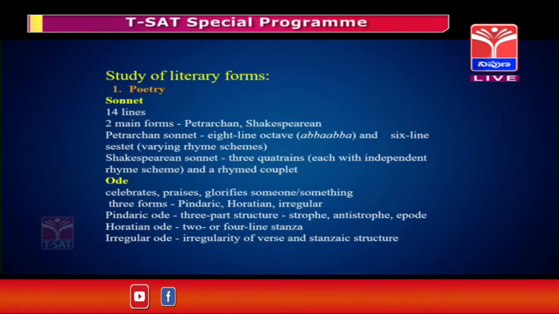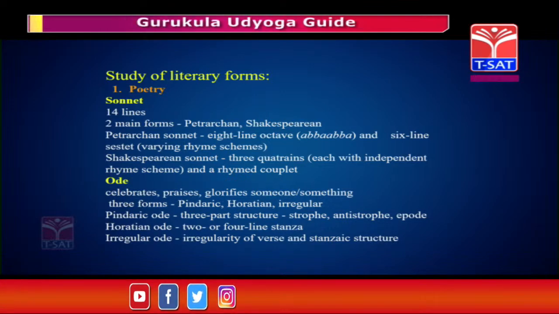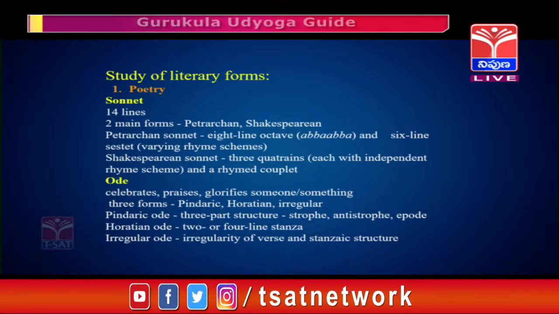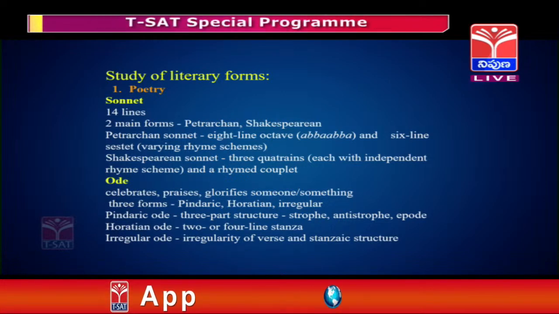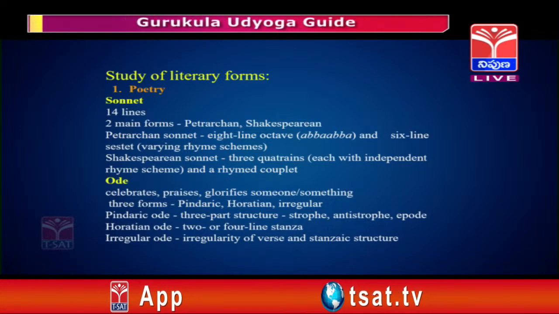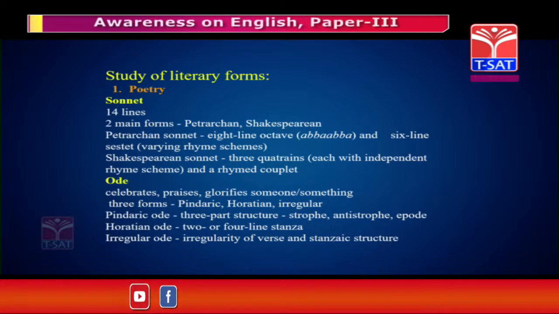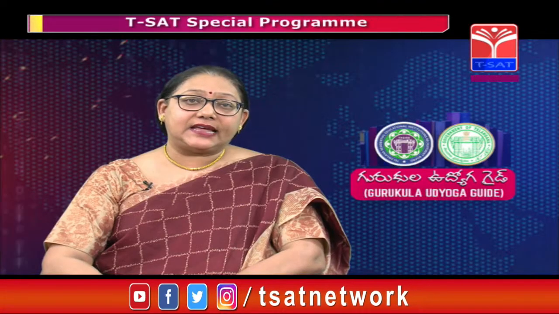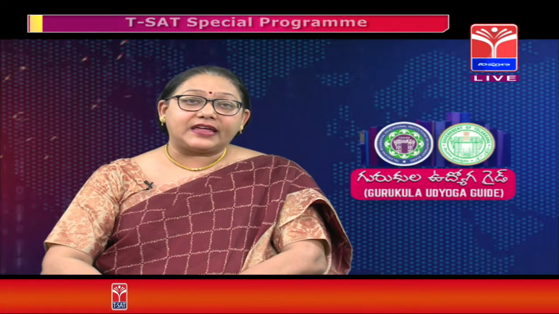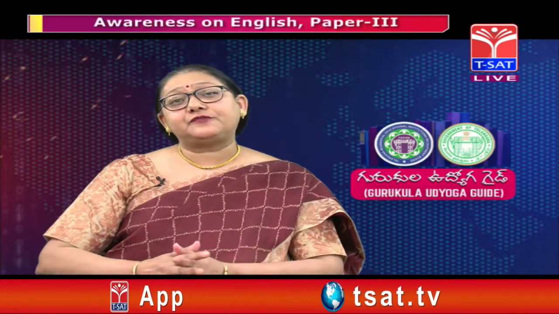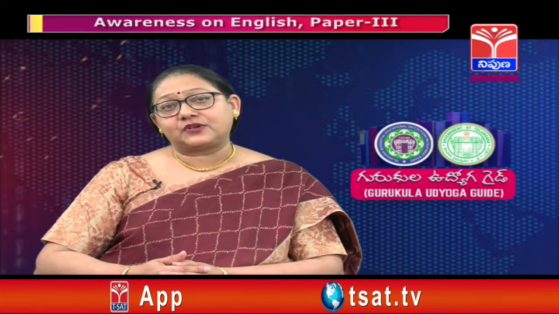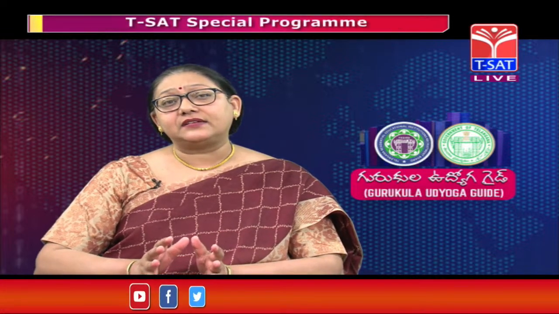The second major form of the sonnet is the Shakespearean sonnet. Now, the Shakespearean sonnet is divided into 3 quatrains and a couplet at the end. Now, all these quatrains have a rhyme scheme, but they don't follow the same rhyme scheme. Each quatrain has a different rhyme scheme. And the final couplet, the final 2 lines at the end of the sonnet, are again rhymed with each other. So that is a rhymed couplet.